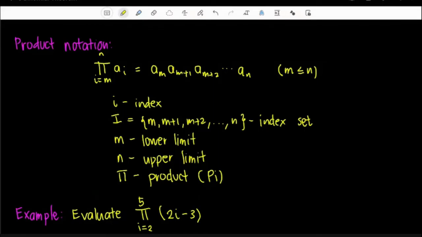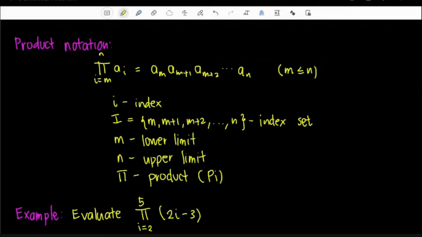So again, I here is called the index, and the indices or the subscript M, M plus 1, M plus 2, up to N is called the index set. Again, index set need not be a sequence of consecutive numbers. It could be a predefined set of subscripts. M is called the lower limit, N is the upper limit. So if the lower limit and the upper limit is given, then you increment the lower limit by 1 until you reach the upper limit.